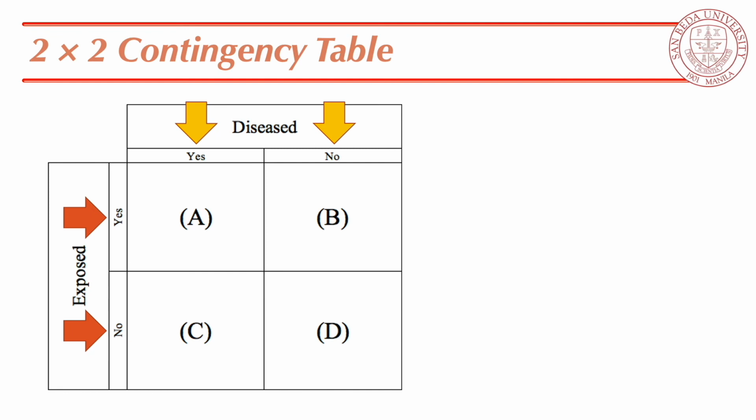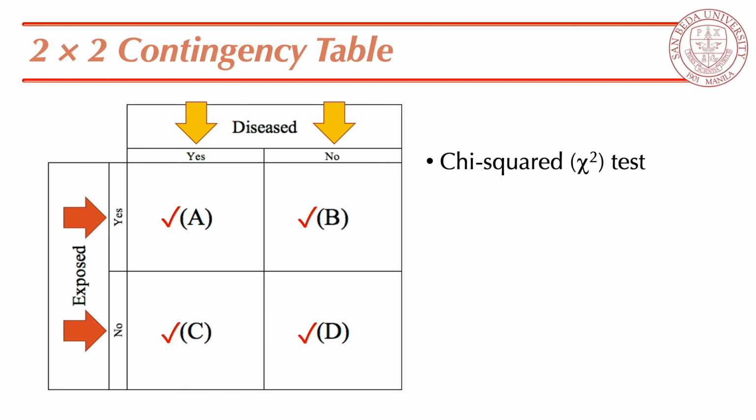Now, in this particular 2x2 contingency table, we have 4 cells, each representing a particular group of individuals given their exposure status and disease status. A. Exposed individuals who develop disease. B. Exposed individuals who remain disease-free. C. Unexposed individuals who develop disease. And D. Unexposed individuals who did not develop the disease. Now, by analyzing the counts contained in each cell, we then determine if there is indeed a relationship or an association between exposure and disease, and make use of the chi-square test for that.